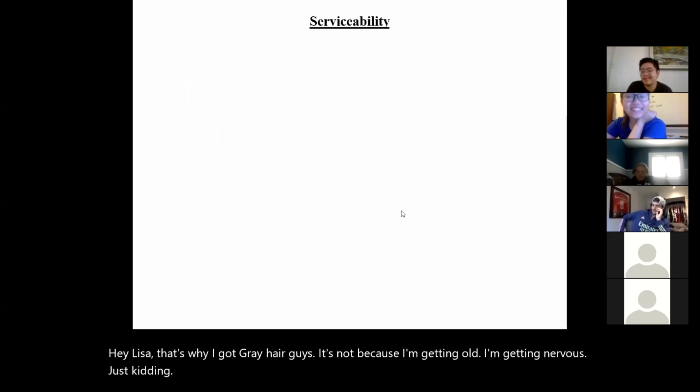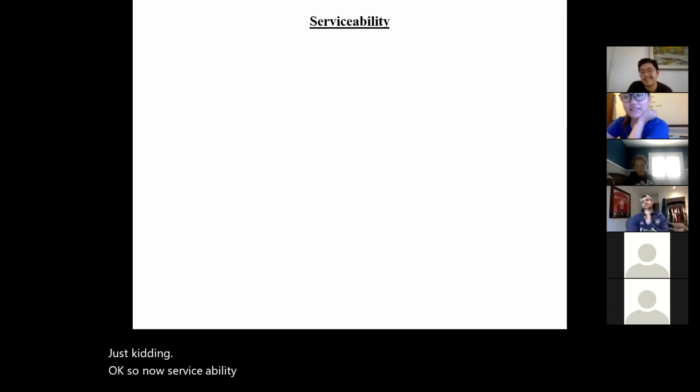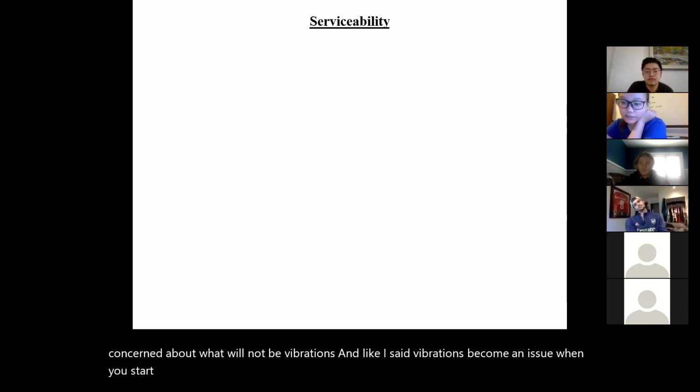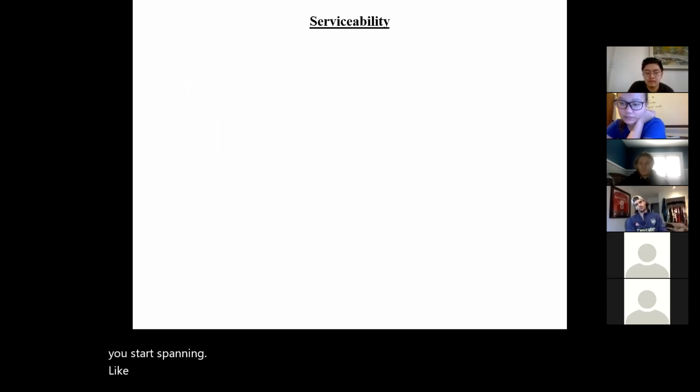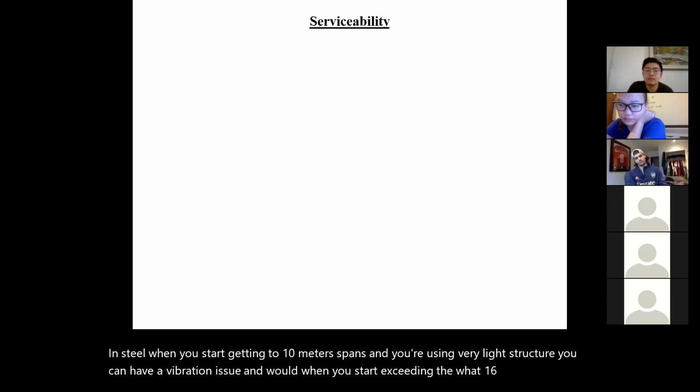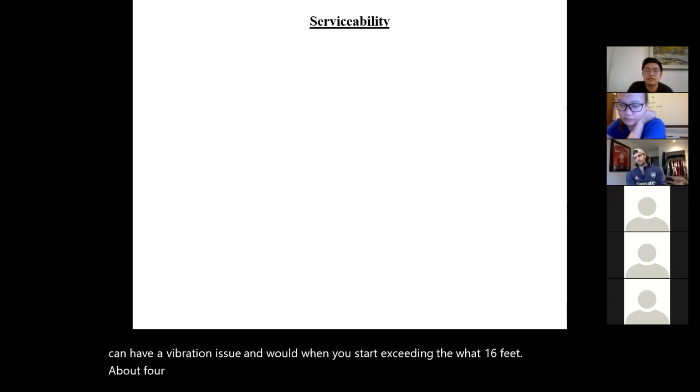Okay, so now serviceability, okay? Now we'll talk about serviceability. What we'll be principally concerned about will not be vibrations. And like I said, vibrations become an issue when you start spanning, like in steel, when you start getting to 10-meter spans and you're using very light structure, you can have a vibration issue. In wood, when you start exceeding, well, what's 16 feet? About 4.5 meters, it can become an issue.